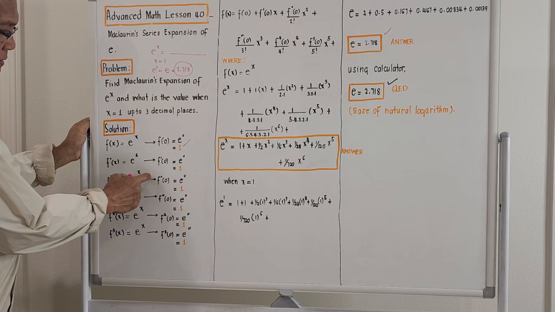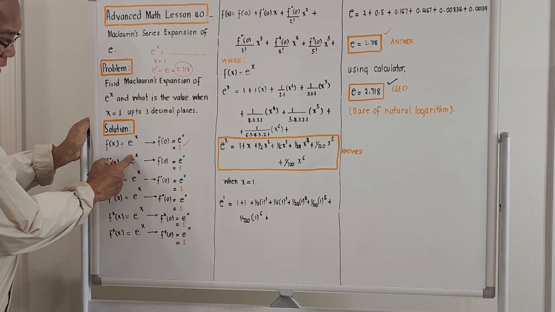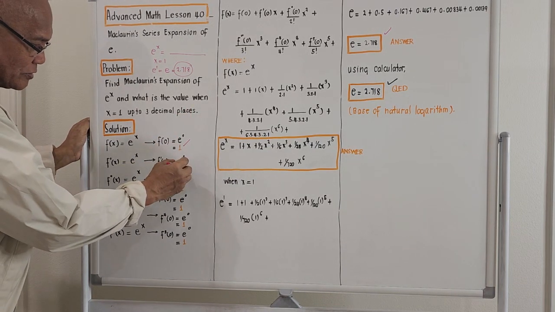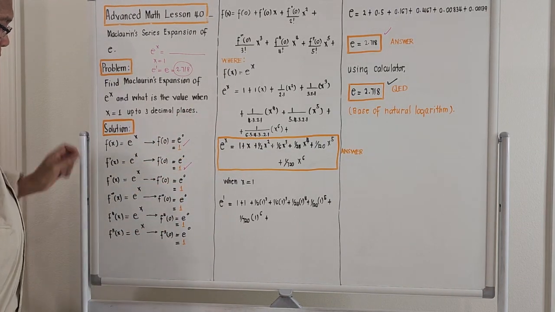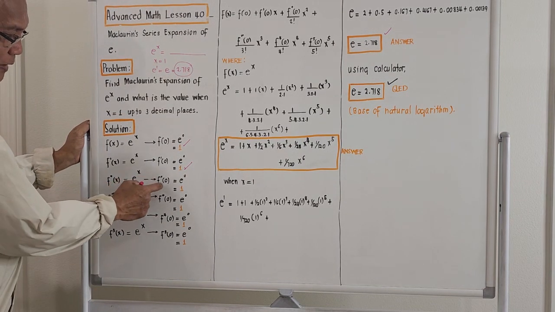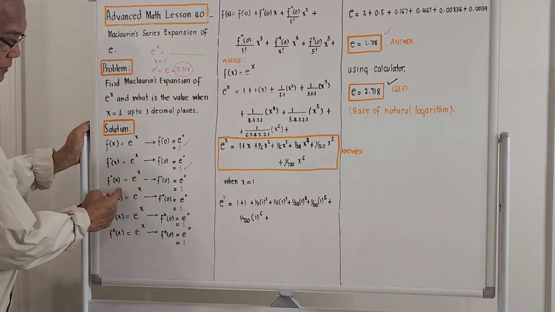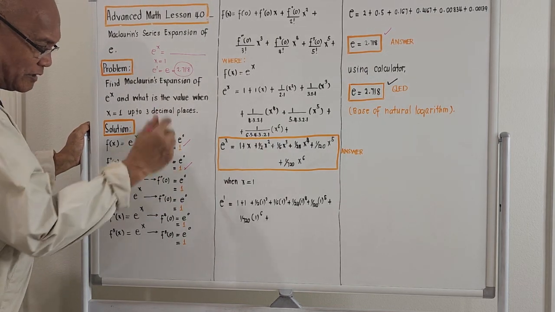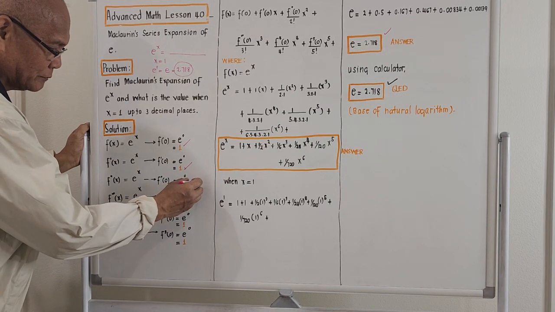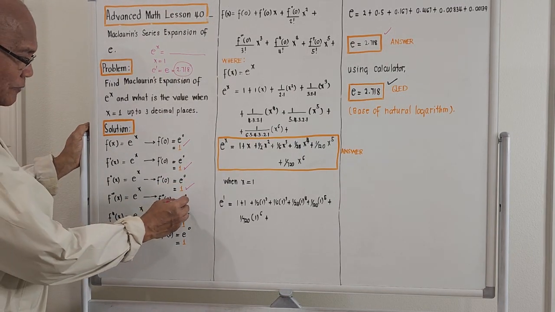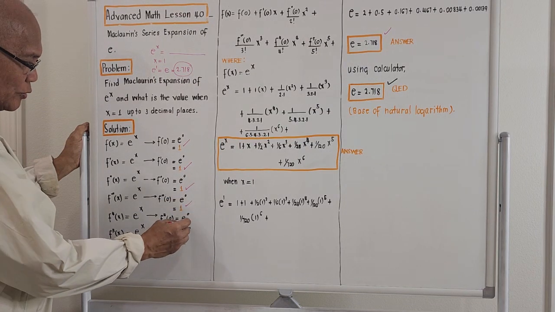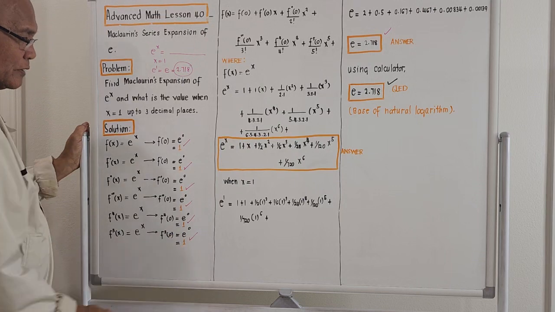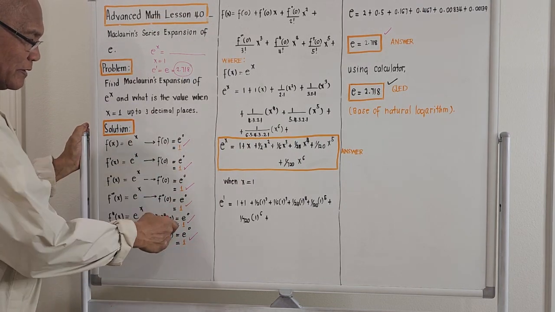F prime of 0, go back to this, substitute x to be 0, it will still be the same. It will be e to 0, and the value is still 1. Second derivative, f double prime of 0, follow this, put the value of x to be 0, what will come out will be e to the 0, and e to the 0 will still be 1. And so with the third derivative, and so with the fourth derivative, and so with the fifth derivative. So these are all 1.